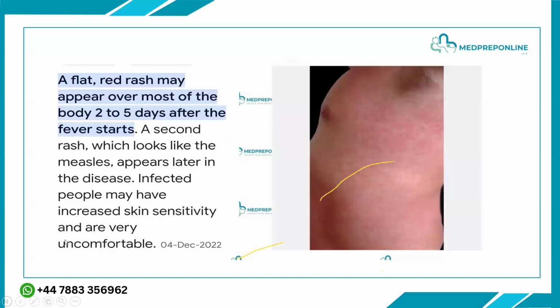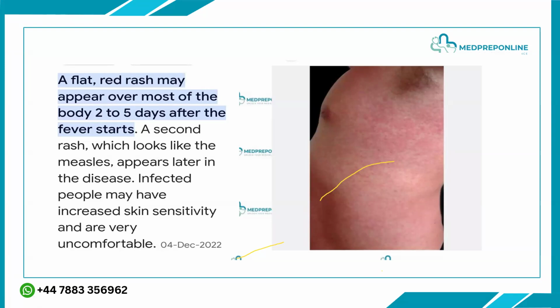अच्छा जी, अब हमारी बस 2 स्लाइड्स रह गई हैं. What is this? बेसिकली डेंगू के रैश का बहुत ज्यादा हमारी टेक्स्ट बुक में जिक्र नहीं है, लेकिन डेंगू में भी हम क्लासिकली एक क्लिनिकली एक रैश देखते हैं. So basically डेंगू में 2 तरह के रैश आ सकते हैं. One, we can have a flat red rash that may appear over most of the body 2 to 5 days after the fever starts. तो एक फेब्राइल फेज में रैश मिल सकता है.